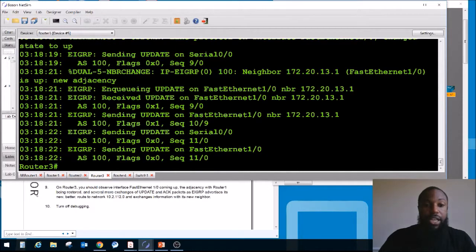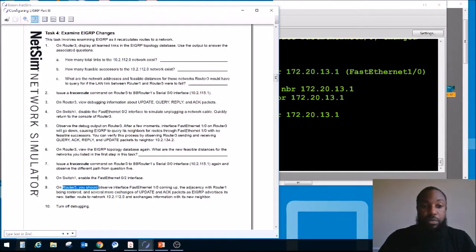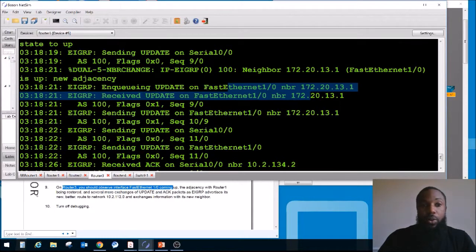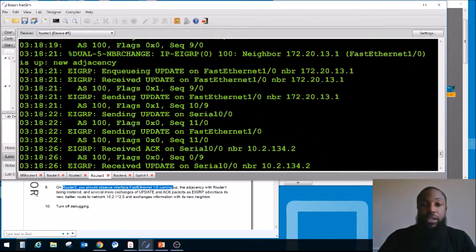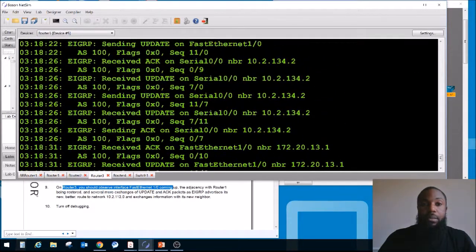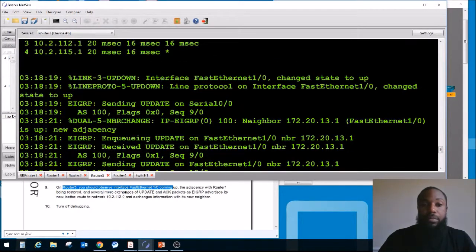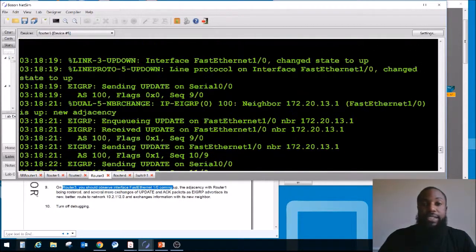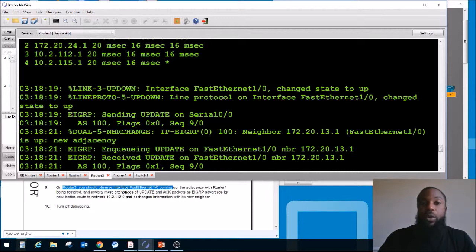Now we're recalculating EIGRP. On router 3, you should observe the FA10 go up, and we did that right here. It went up. We got a new adjacency as well. So there's the adjacency. There's the FA0 going up. FA10 going up. Where is that? The FA10 go up. I need to stop this so y'all can see. FA10 went up here. EIGRP got re-enabled right here.